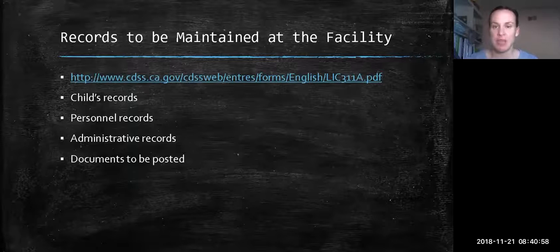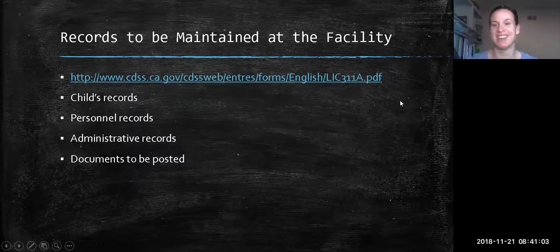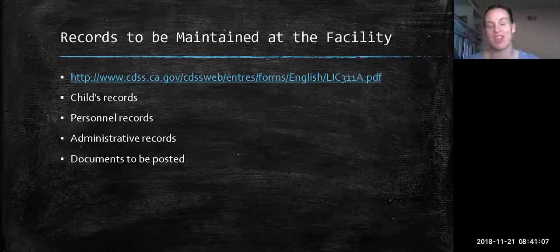For records to be maintained at the facility, the best thing is that we have all of them right here. If you go to the CDSS website, once again, and go to community care licensing, it's licensing 311A, and that's the PDF. There's child's records, personnel records, administration records, and then the things that need to be posted, and that's what we're going to be talking about.